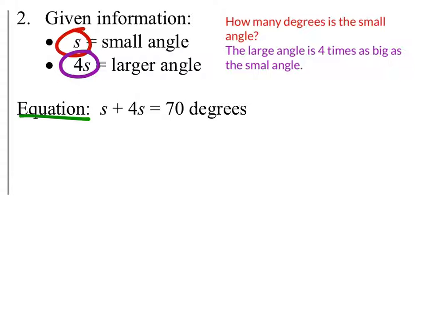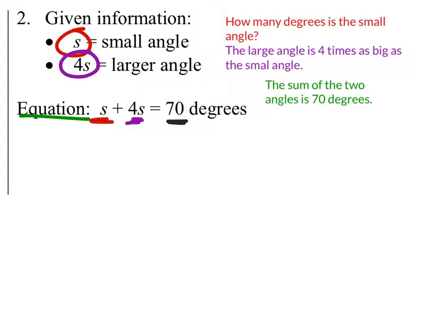And then we got the equation sentence up in here. And that is, we can see that we got the sum, because it's addition, of the small angle combined with the large angle equals 70 degrees. So we'll write this one out as well. There we go. The sum of the two angles is 70 degrees.